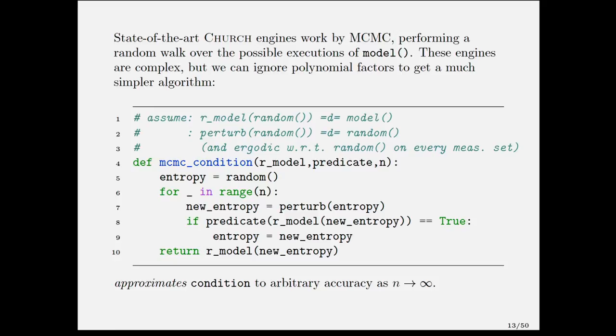So when you run the program, it makes random choices. You can trace those random choices and create a data structure capturing the way that the program ran. So you can think about that as a point in an abstract space of traces, or ways the program could have run. And then we're going to perform a random walk in the space, constrained to be among those ways the program could have run that agree with the data.